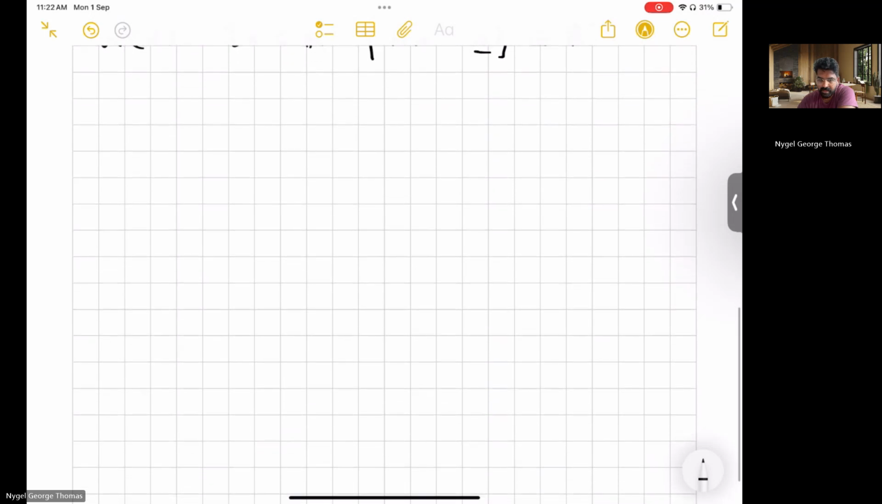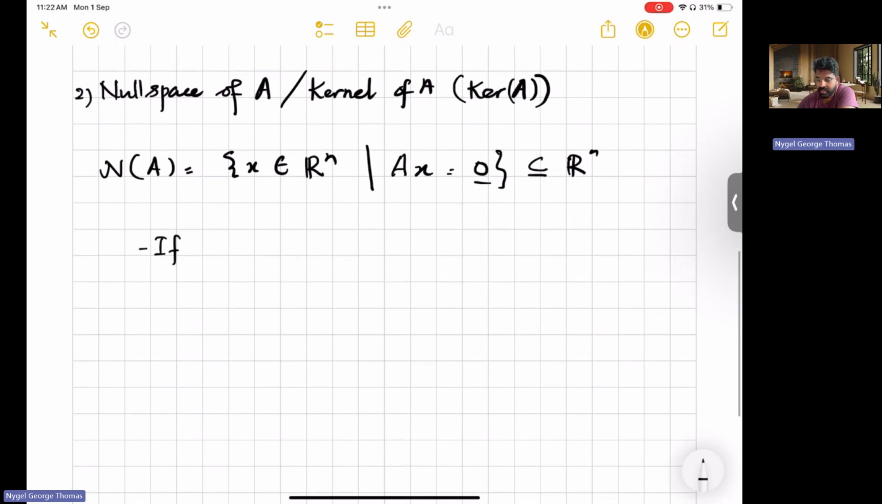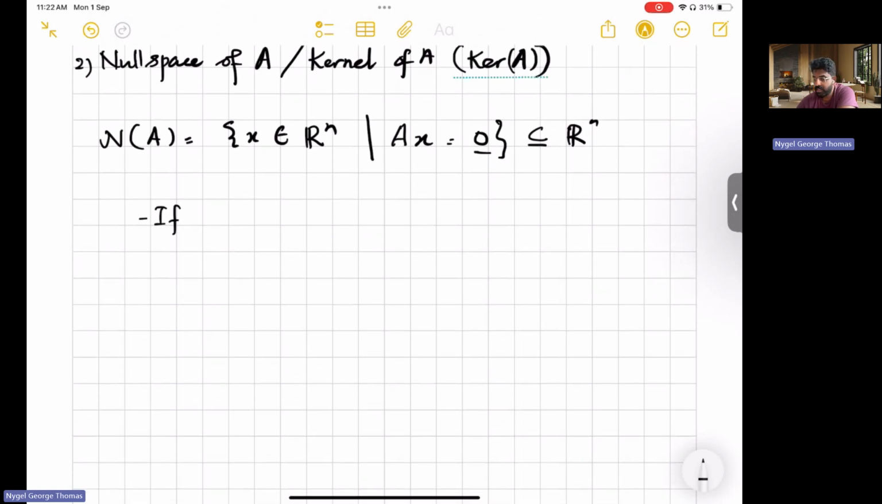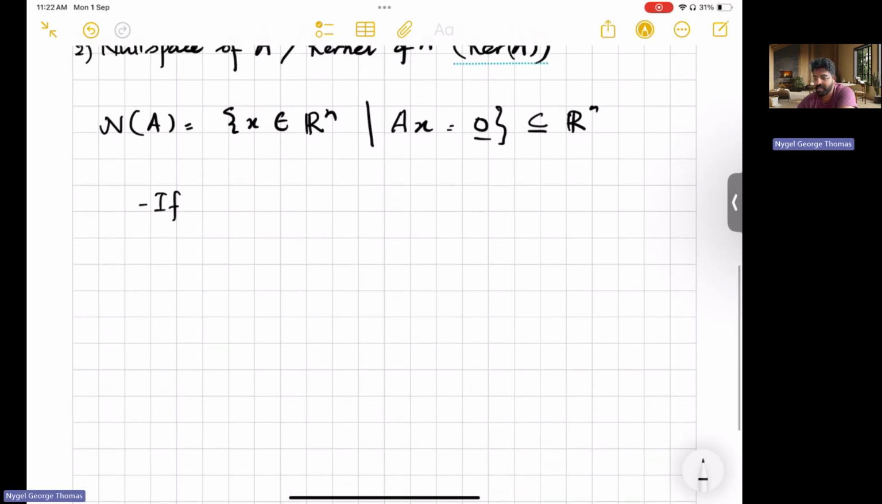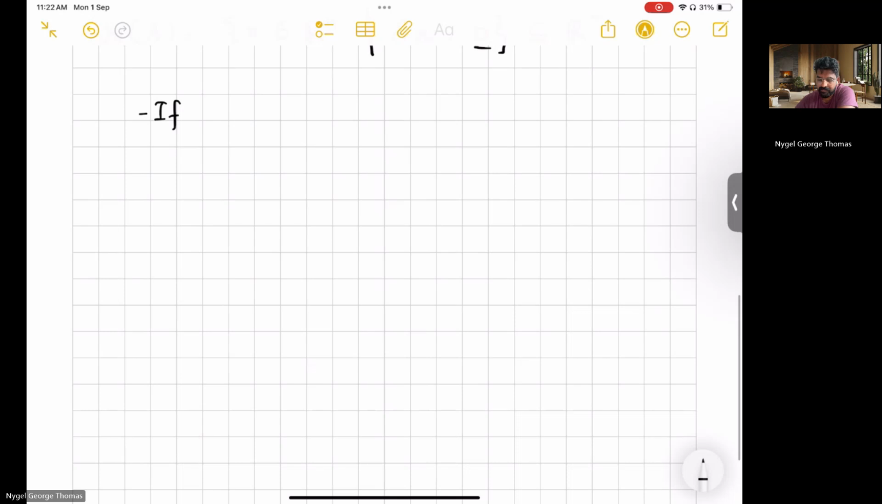Then, this is a set of such vectors, and mind you, it's a subset of Rn. It's not a subset of Rm. You have to note that, because these are the set of input vectors which, when multiplied with A, give a resultant of 0. So they are vectors which are initially in Rn dimension, not Rm dimension.